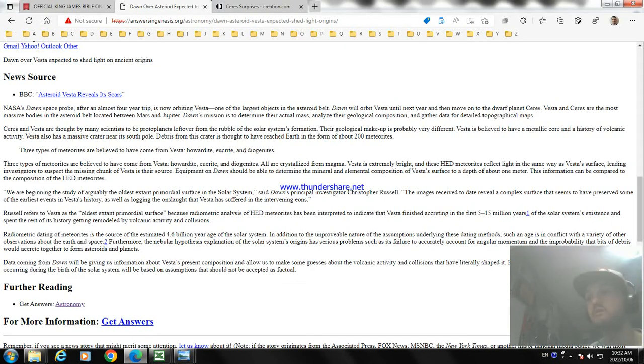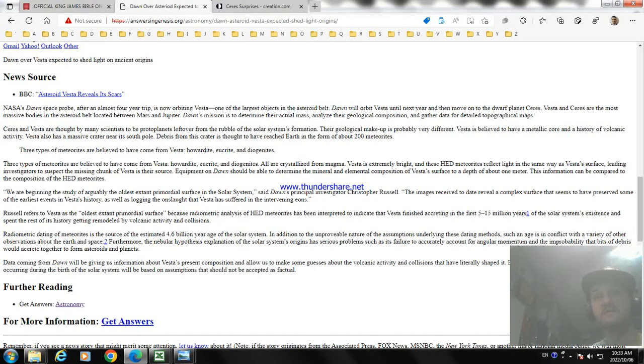The images received reveal a complex surface that seems to have preserved some of the earliest parts of Vesta's history, while Vesta suffered an onslaught over the interfering eons. Russell refers to Vesta as a protoplanet, a source of HED meteorites, including that Vesta, according to the first 5 to 15 million years of our solar system's existence, had activity and collisions.